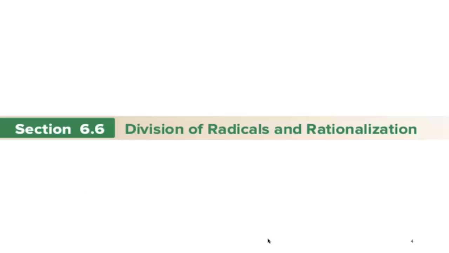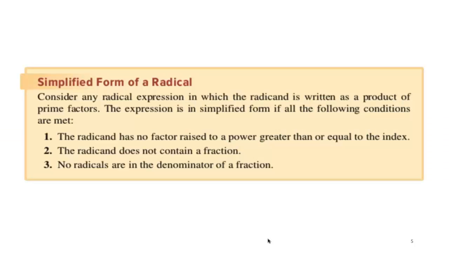Okay, division of radicals and rationalization. This might seem a little confusing, but I think when we do some examples, it'll make more sense. The point here is that we want to simplify a radical, and there are three rules that we need to follow for a radical to be considered simplified. The first one is that the radicand has no factor raised to a power that is greater than or equal to the index. Again, that's confusing, so I'll show you that in a second. The radicand does not contain a fraction, and no radicals are in the denominator of a fraction.